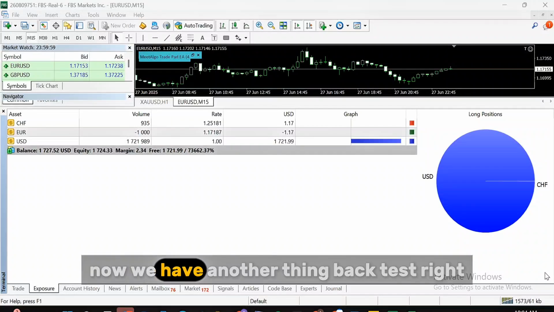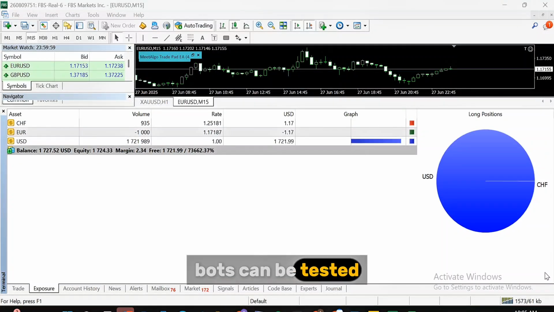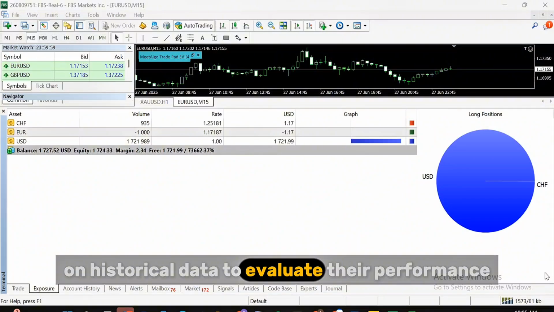Now we have another thing, backtesting. Bots can be tested on historical data to evaluate their performance.